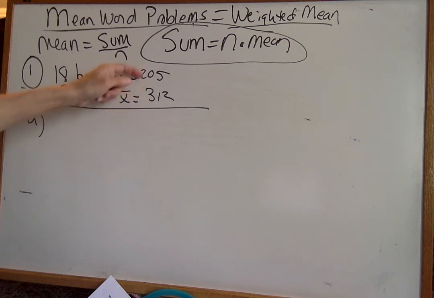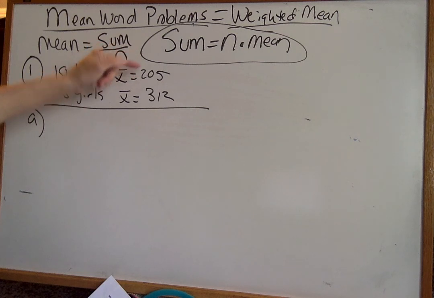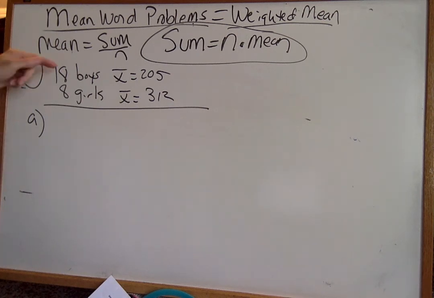Is there ever a time you could do 205 plus 312 divided by 2? Well, yes, if they're the same weights. If you're taking my class and you're taking 3-credit Education 300 or something, you do get to average those 2 grades because they're both 3 credits. So if this had said 18 boys, 18 girls, yes, you could just average those 2 numbers. Or if it had said 8 and 8, but it doesn't. The boys have so much more weight.